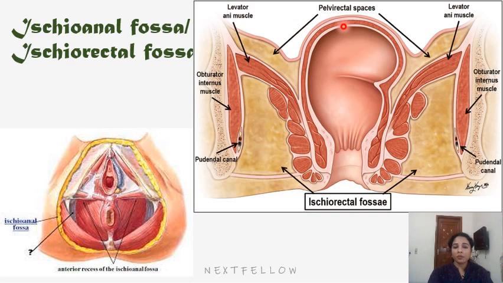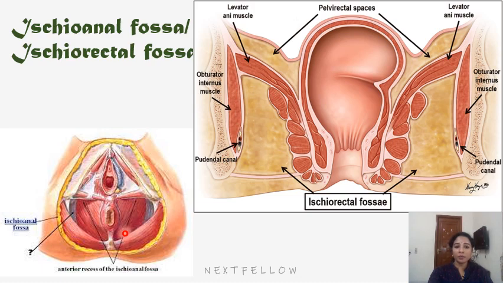Let's see the boundaries now. Laterally, it is the fascia covering the obturator internus along with the obturator internus muscle, and still more laterally the ischial tuberosity. Medially, the fascia covering the levator ani and the external anal sphincter. And posteriorly, the sacrotuberous ligaments along with the gluteus maximus.